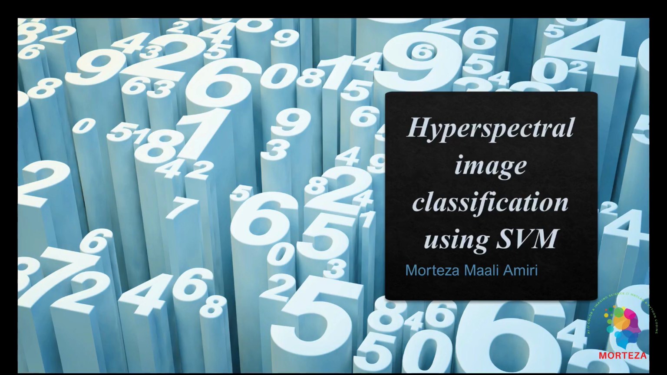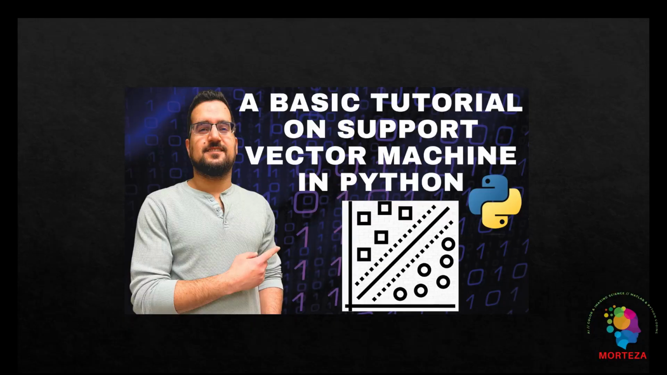Today's video is going to be a simple tutorial on hyperspectral image classification using SVM, or support vector machine. Let's get started. As I said, in this video I want to talk about hyperspectral image classification using SVM. Let's first briefly talk about SVM and what it is. I'm not going to go in depth though. If you want a more in-depth video on the basics of SVM, just go to one of my former videos on my channel, which is shown right here.